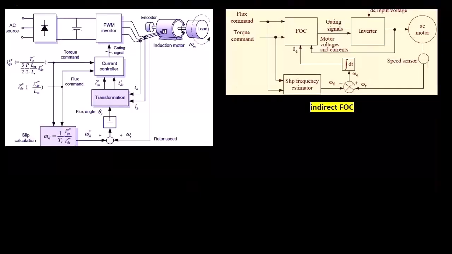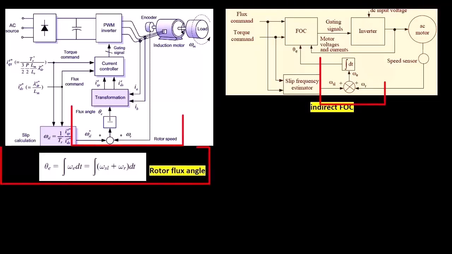Usually, flux is estimated by utilizing flux observers. On the other hand, the flux angle is estimated by integrating the sum of calculated slip and measured rotor speed in the indirect field-oriented control.